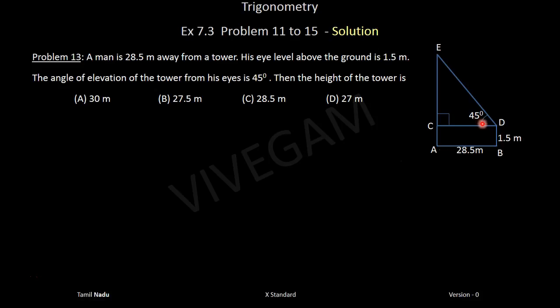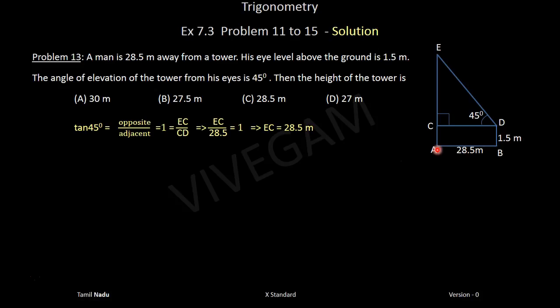So we know tan 45 is opposite by adjacent, which is equal to 1. This is 28.5 meters, which means CD is also 28.5 meters. And tan 45 is opposite by adjacent, that is 1, so EC will also be 28.5 meters. And the man's eye level is 1.5 meters above the ground, so AC is also 1.5 meters. Therefore, the height of the tower will be EC, which is 28.5 meters, plus AC, which is 1.5 meters. So that will be 30 meters. So I think it is option A. So let's check our working.